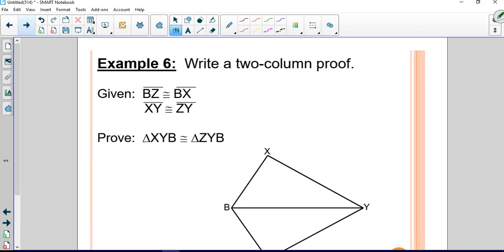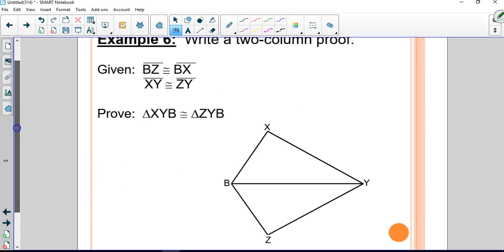And the last example, here we go. BZ is congruent to BX. XY is congruent to ZY. And we know that BY is congruent to itself. We've got everything we need. This is going to be easy, breezy, beautiful. Cover girl.